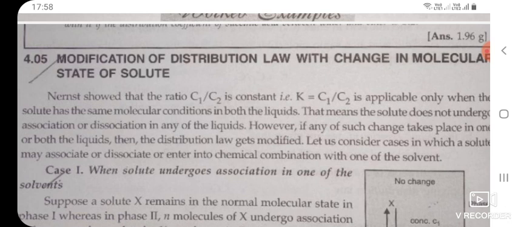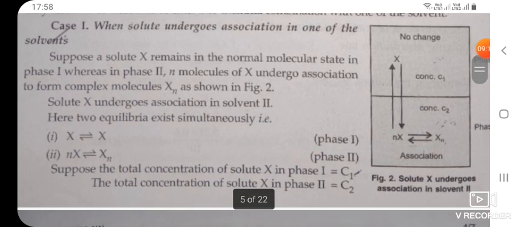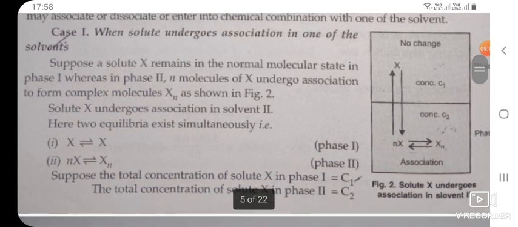Let us consider cases in which a solute may associate or dissociate or enter into chemical combination with one of the solvents. Case 1. When the solute undergoes association in one of the solvents. Suppose a solute X remains in the normal molecular state in phase 1, whereas in phase 2, n molecules of X undergo association to form complex molecules Xn, as shown in figure 2. Solute X undergoes association in solvent 2.